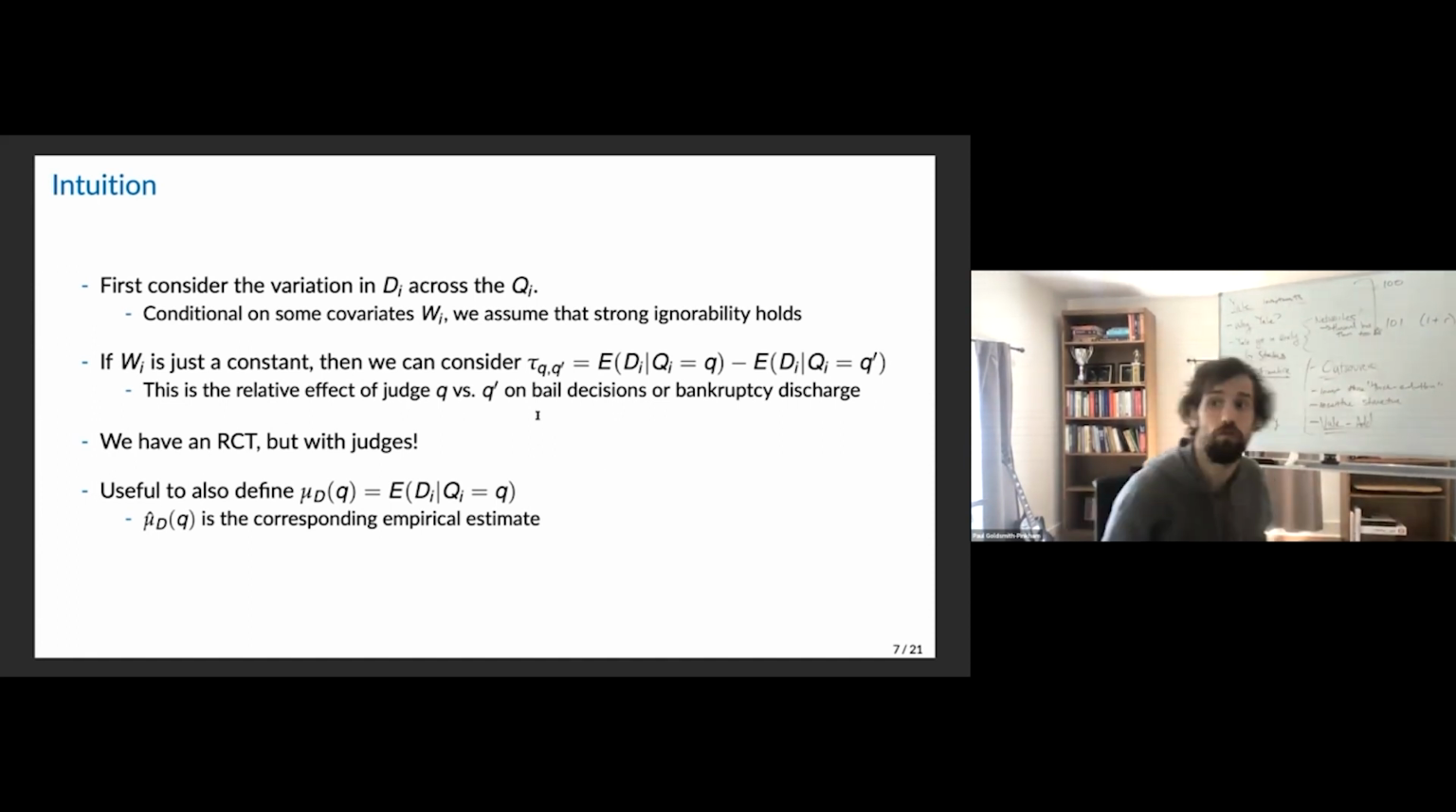And what's nice is you can even talk about the predicted outcome, right? In this case with no covariates, you can just talk about this mu. This is like the propensity score, right? Remember, this is from when we were thinking about marginal treatment effect. This mu DQ is the propensity score for a given judge value. And then you can talk about the hatted versions as being the corresponding empirical estimates.